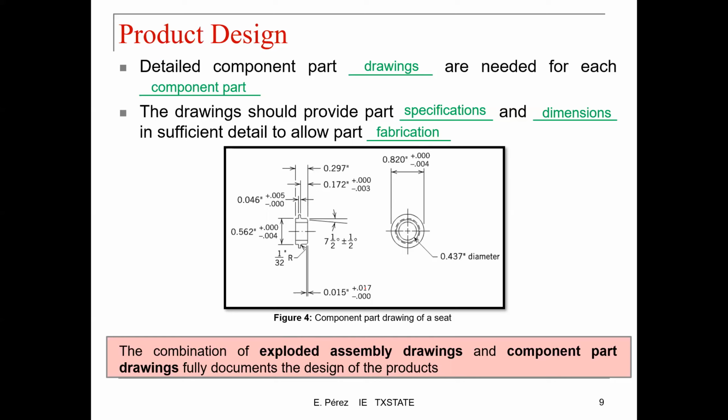And the combination of the exploded assembly drawings and the component part drawings fully documents the design of the product. The reason I'm showing drawings in these cases and knowing the dimensions is because as a facility planner, you have a decision whether you want to manufacture all your parts in the facility or if you want to buy them from a supplier. So both decisions have their advantages and disadvantages. But if you decide to produce in-house, then you need to have this level of detail in order to make that happen.